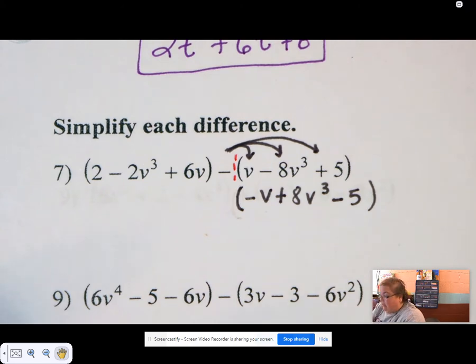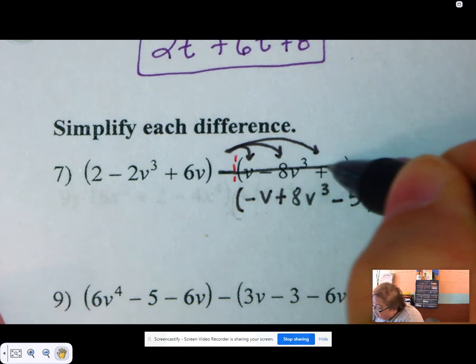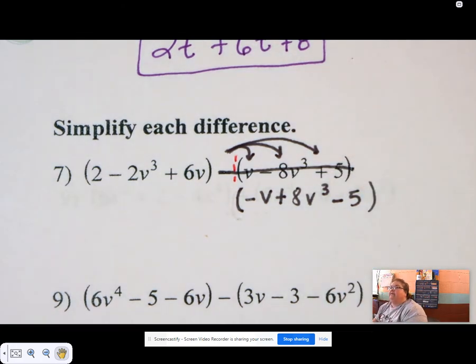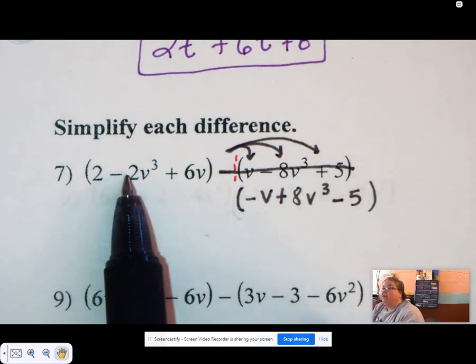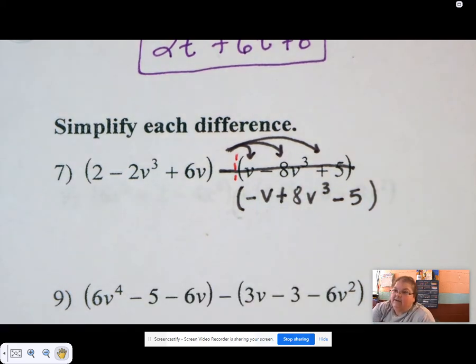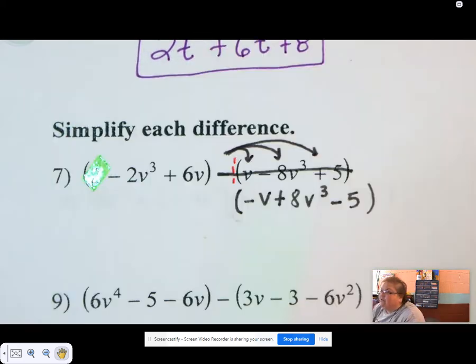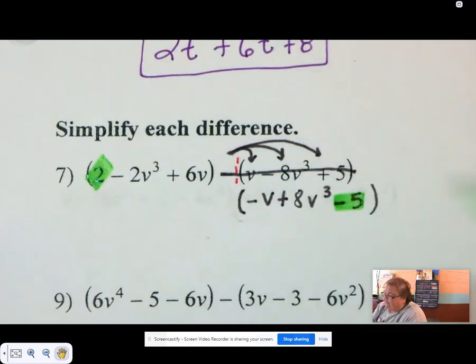And what we need to do is start at that minus sign and mark this one out because we're not working with it anymore. Physically mark that one out, starting with the minus sign. Because now I'm going from here to here. Now, I'm just going to find my like terms and then I'm going to combine them. So here we go. I've got a constant of 2. And what's my other constant? Negative 5.